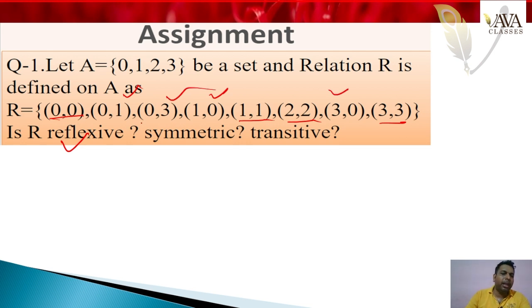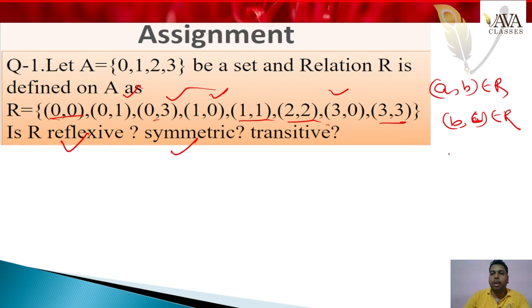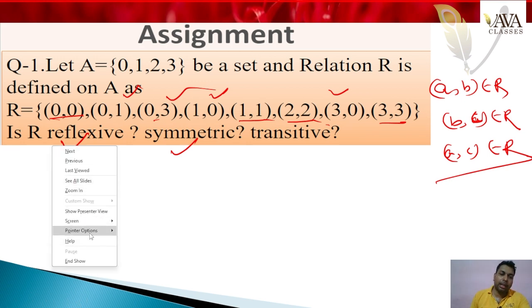So, for every (a,b) belongs to R, (b,a) belongs to R, so it is symmetric. Now, transitive: (0,3), (3,0), it is (0,0) is there; (1,0), (0,1), (1,1) is there; (0,3), (3,0), (0,0) is there. So, for all (a,b) belongs to R and (b,c) belongs to R, we have (a,c) belongs to R. So, the relation is transitive.